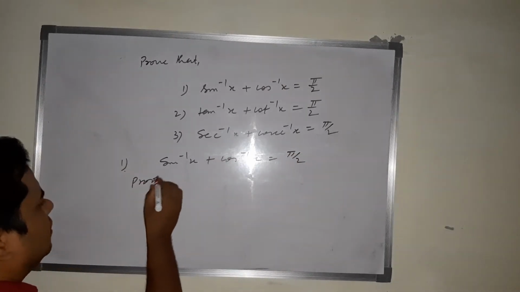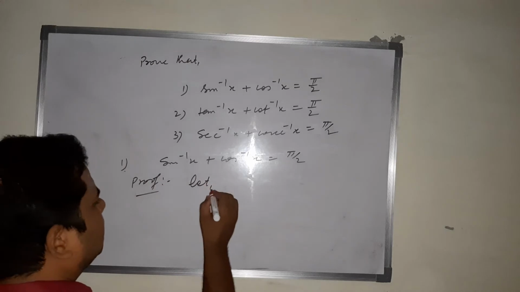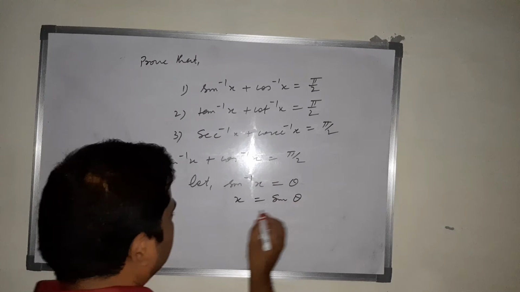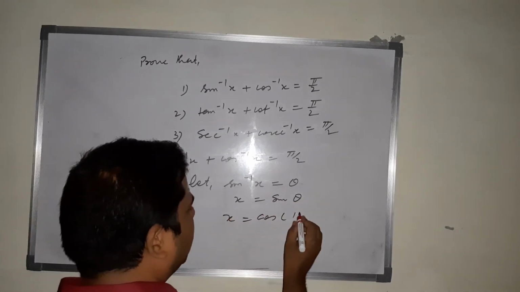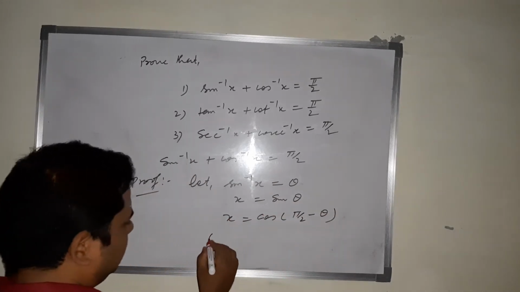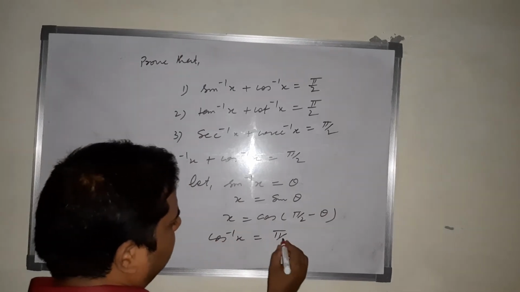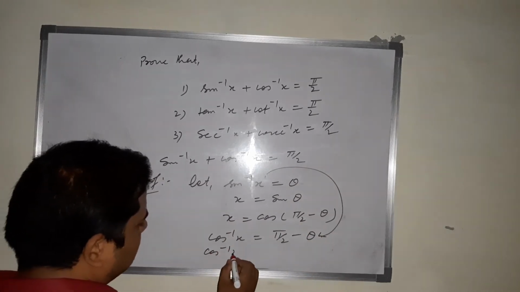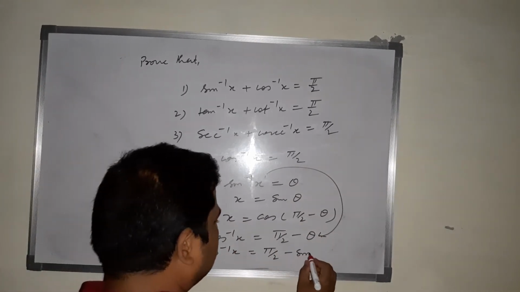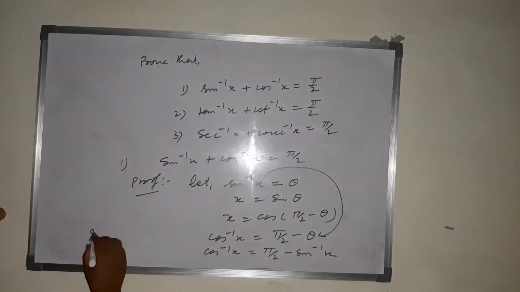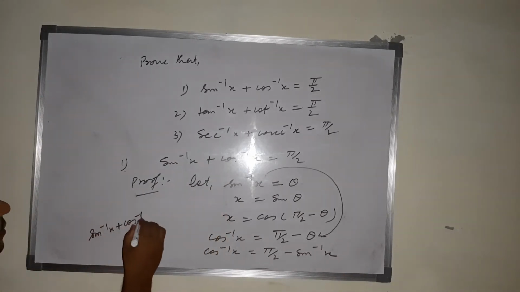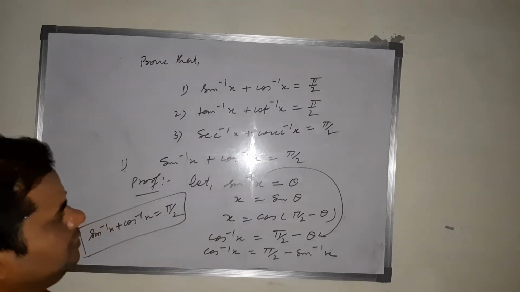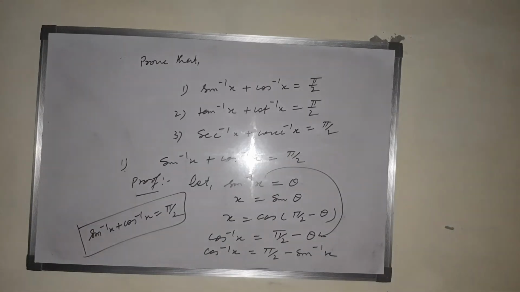Proof: let sin inverse x be equal to theta, then x is equal to sin theta. So x can be written as cos of pi by 2 minus theta, and this is nothing but cos inverse x is equal to pi by 2 minus theta. And theta is what? Sin inverse x. So cos inverse x is equal to pi by 2 minus sin inverse x. And from this, sin inverse x plus cos inverse x is equal to pi by 2. Similarly, others you can prove. Okay? So please note it down.